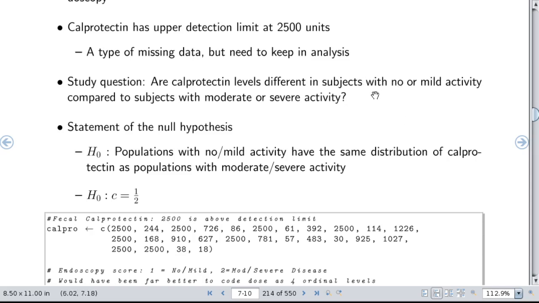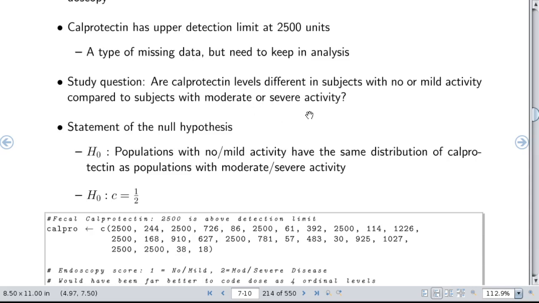And so we're going to ask, are the calprotectin levels different in subjects with no or mild activity compared to subjects with moderate or severe activity? Now, if you look closely at this statement, you'll see that this is a very ill-posed question because it's implicitly assuming that no is the same as mild and moderate is the same as severe. In other words, it's assuming that you don't really have distinct populations here, and it doesn't matter whether it's moderate or severe. And that's almost never going to be the case.